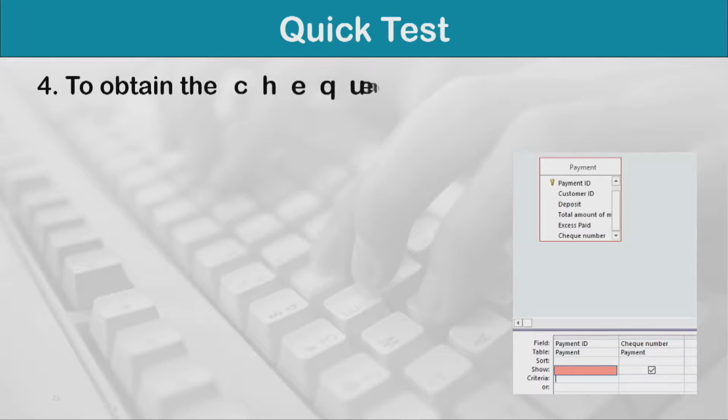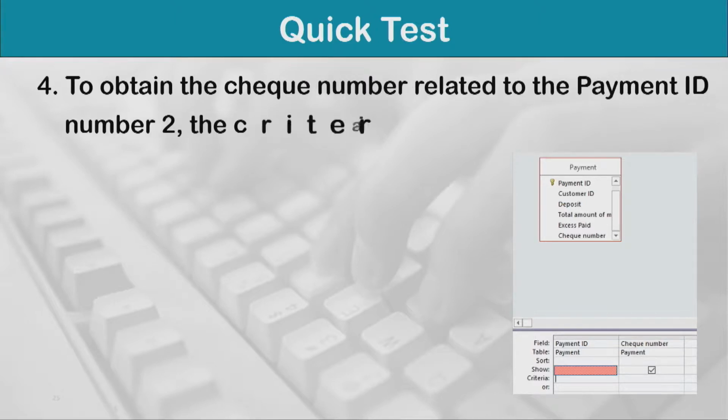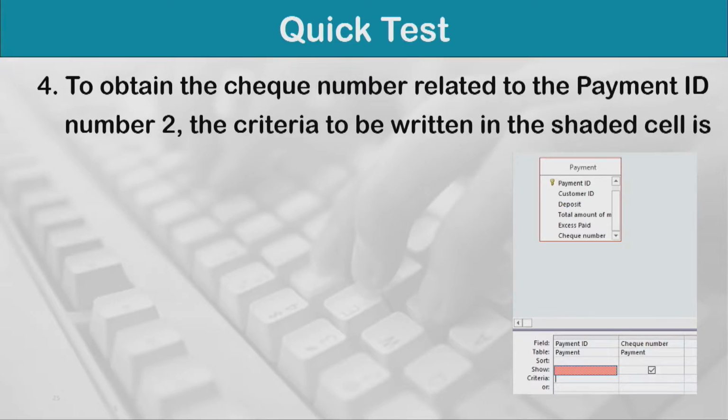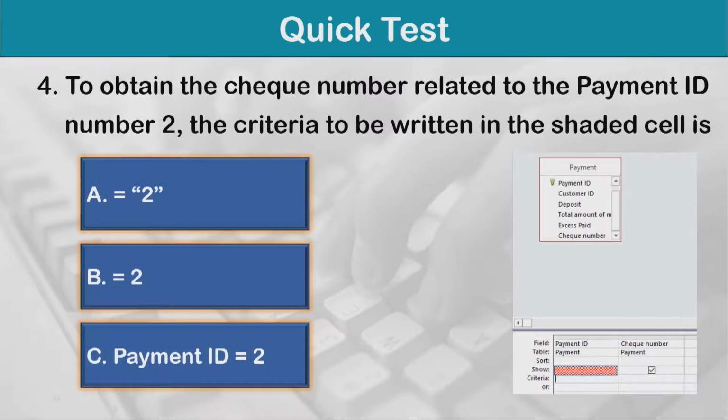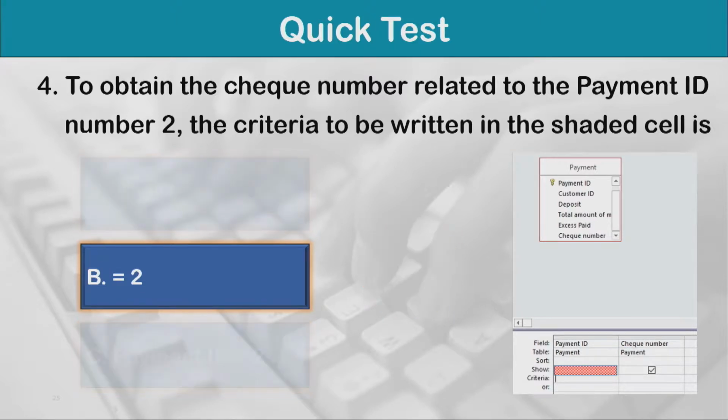Question 4. To obtain the check number related to the payment ID number 2, the criteria to be written in the shaded cell is A, B or C? The answer is B. Payment ID cannot be in quotation marks since it is a number, and also the field name does not have to be included in the criteria.